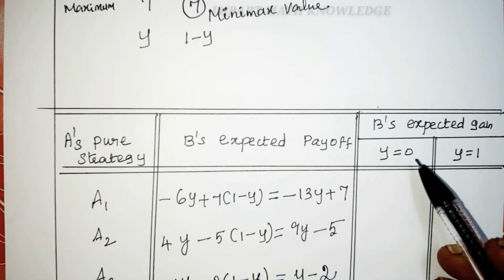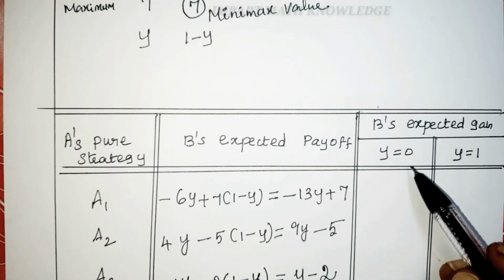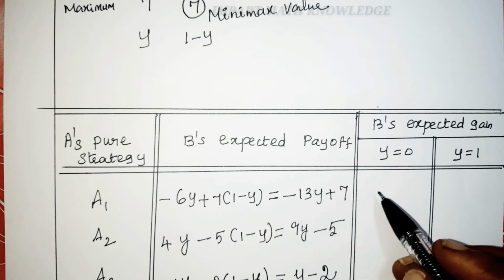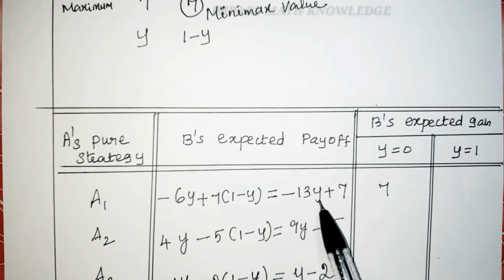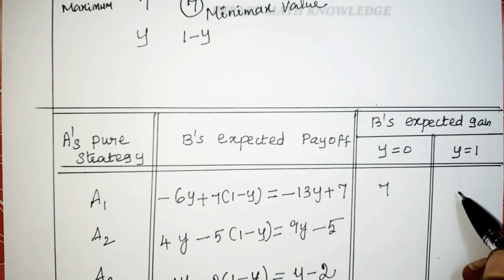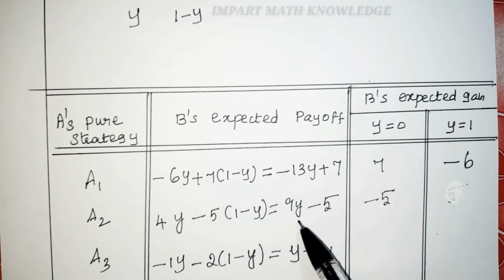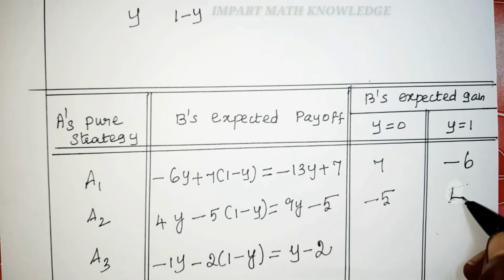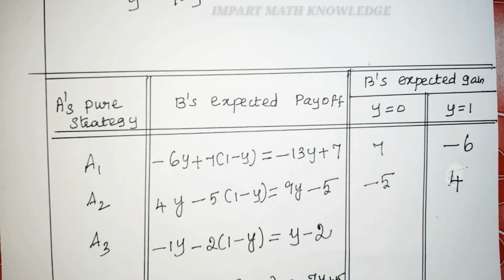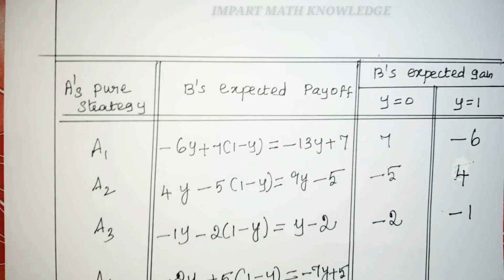Now we have to find B's expected gain. If you put y is equal to 0, you will get 7. If you put y is equal to 1, you will get minus 6. For y is equal to 0, the second value is minus 5. If you put y is equal to 1, you will get 4. The next value, if you put y is equal to 0, you will get minus 2. If y is equal to 1, you will get minus 1.